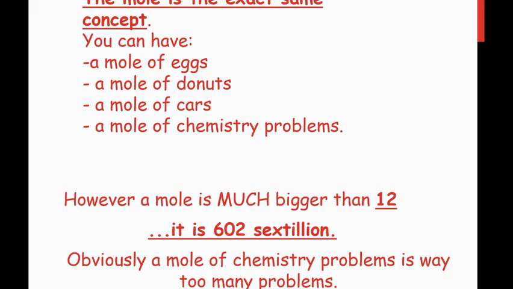It's 602 sextillion. Obviously, a mole of chemistry problems is way too many problems, but this is a very big number. We're talking about a very large number. If you tried to count to 602 sextillion, you'd be counting forever. You'd probably die before you even got to that number.